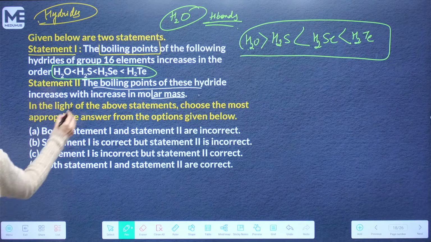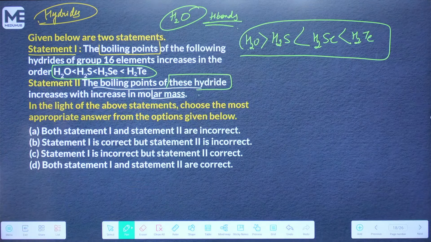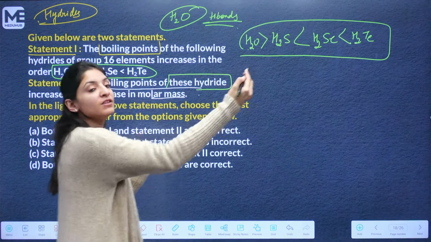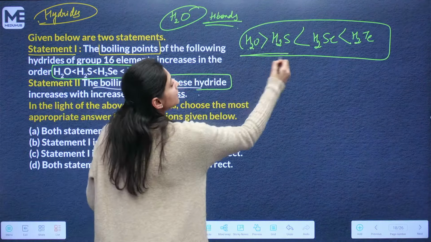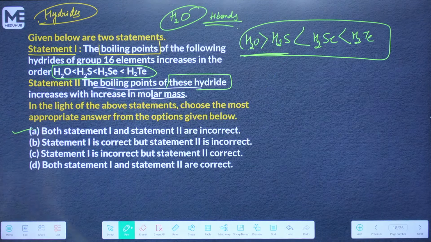Okay? Because they are saying of these hydrides. It is not a general statement. They are giving the second statement with respect to these hydrides. मतलब group 16 के hydrides के लिए वो कह रहा है कि molar mass increase होगा तो boiling point increase होगा, but ऐसा नहीं होता. This is the anomaly here. Hence, both the statements are incorrect.